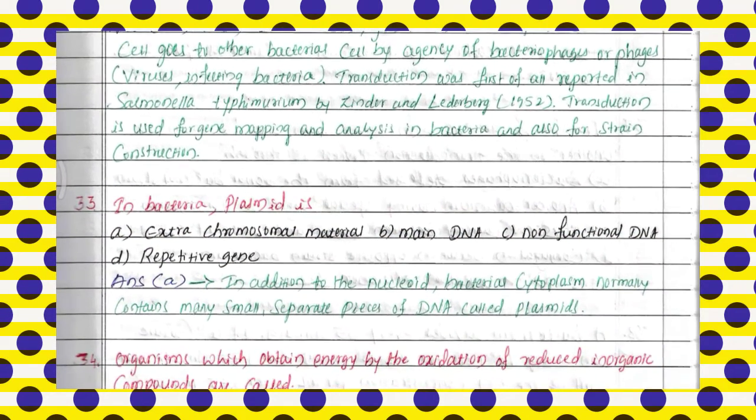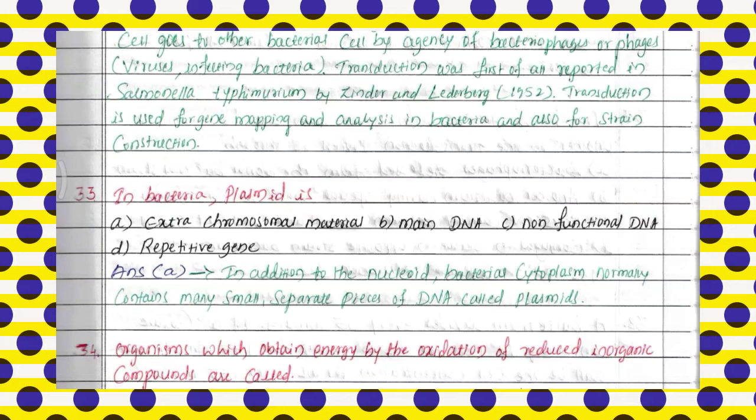Next 33. In bacteria, plasmid is: A. Extra chromosomal material, B. Main DNA, C. Non-functional DNA, D. Repetitive gene. Answer is A, extra chromosomal material. In addition to the nucleoid, bacterial cytoplasm normally contains many small separate pieces of DNA called plasmids.